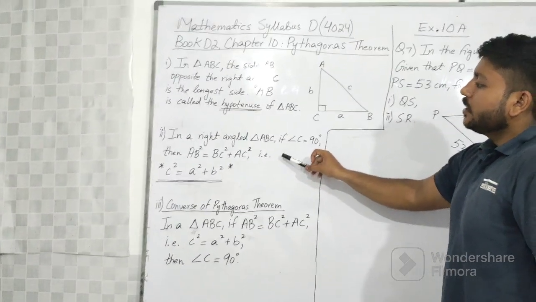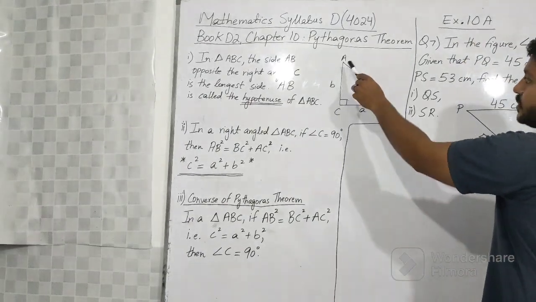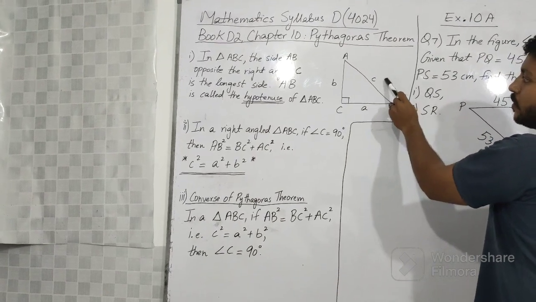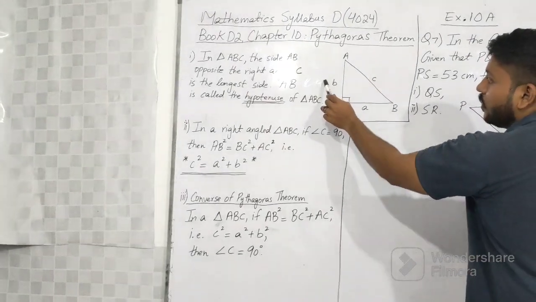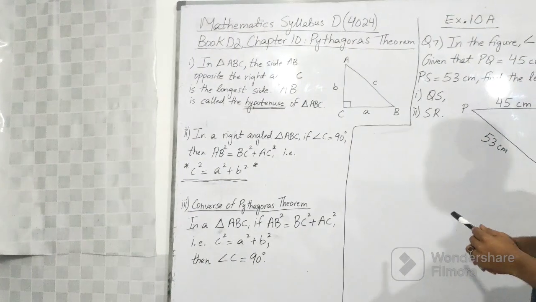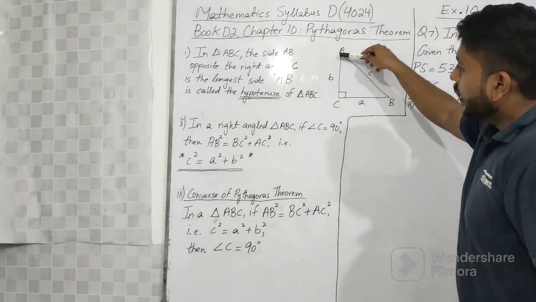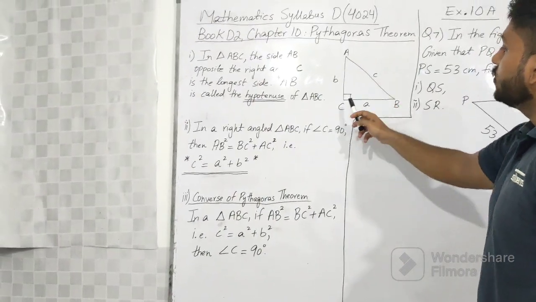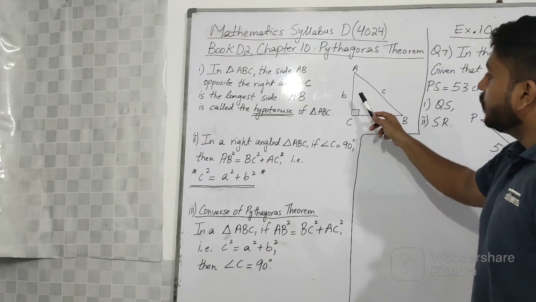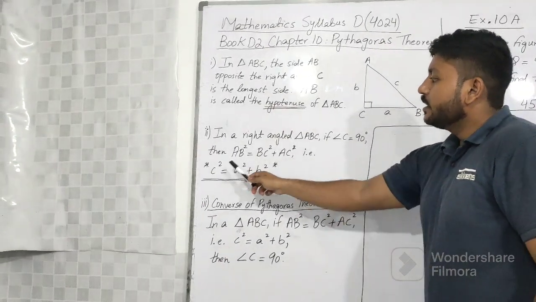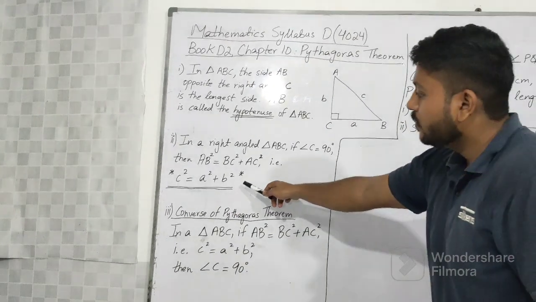Okay, so going deep into this theorem. So what is this theorem basically? The hypotenuse square is equal to the sum of the squares of these two sides. So for example, AB square will be equal to AC square plus CB square, or BC square. Or AB square equals BC square plus AC square, which can be written down as C square equals A square plus B square. So this is the Pythagoras theorem.